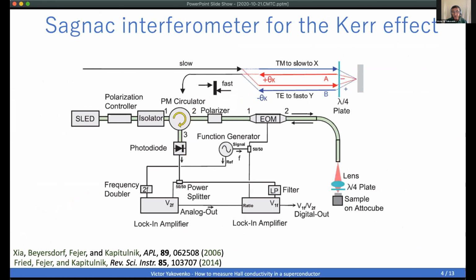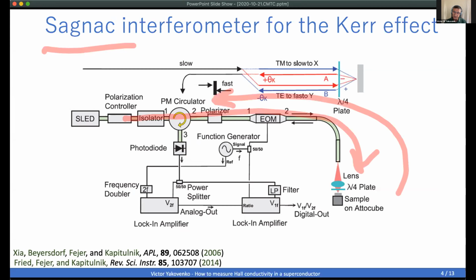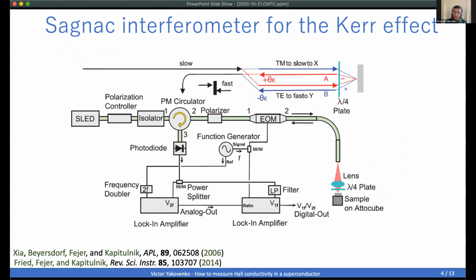So let me show the apparatus very quickly. They call it a Sagnac interferometer. I don't want to go into detail, but basically they have an optical fiber. They send the signal, the signal reflects from the sample and goes back into the same fiber. Before it hits the sample, there is a quarter wave plate that transforms linear polarization to circular polarization and vice versa. So long story short, one beam of light goes in one polarization, say horizontal, and reflects in another, which is vertical. So this optical fiber has two modes, vertical and horizontal.